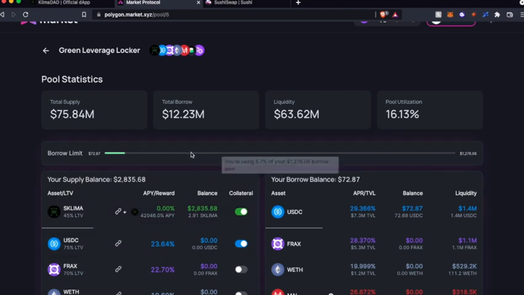You can loop up to 8 or 9 times. The more you loop, your liquidation price comes down. And of course, the only challenge here is you have to keep doing it manually. And if there is a dump in the market, it can get a little tricky. So yeah, that's all I wanted to say.